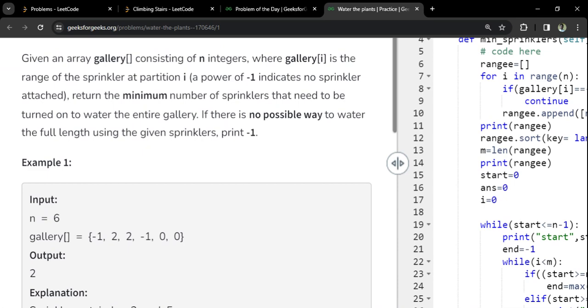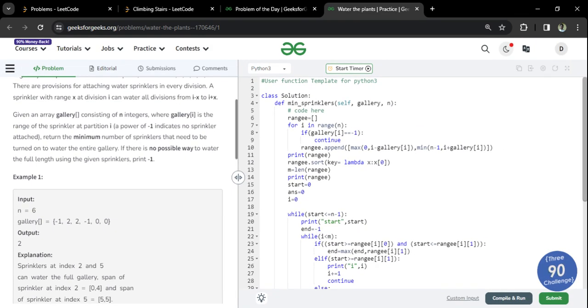The idea here is we have a requirement of a starting index. So definitely we need those sprinklers which can water my starting point. That is one requirement. The second thing is if there is more than one option, I'm going to take the sprinkler which has the maximum range. So that's what we are going to do now.